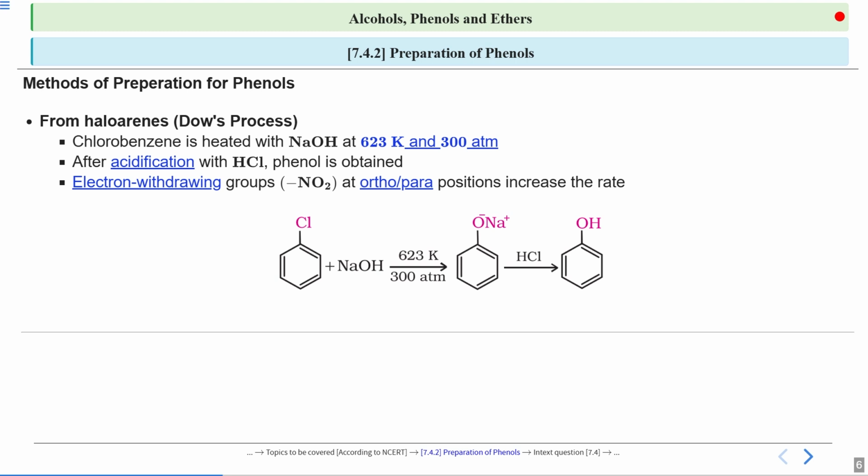So first the nucleophilic substitution reaction takes place. The nucleophile attacks the electron deficient carbon from where chlorine has left, and then we get sodium phenoxide. Then acidification happens with HCl and H plus attacks the O minus. So we get phenol. This process is also known as Dow's process. So this is the first method, how from a haloarene we prepare a phenol.